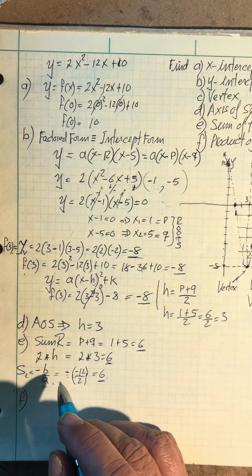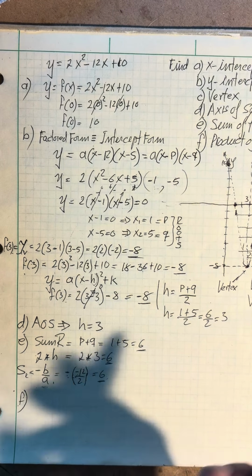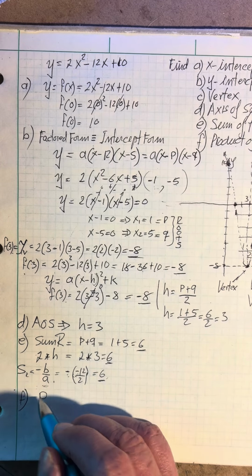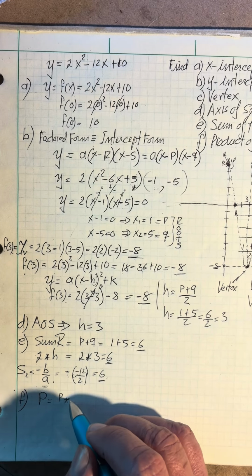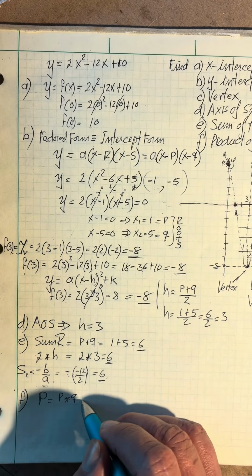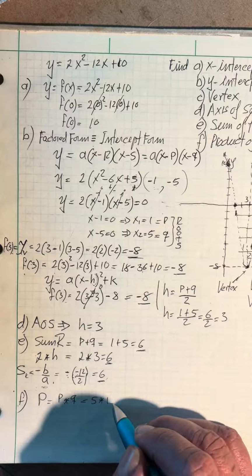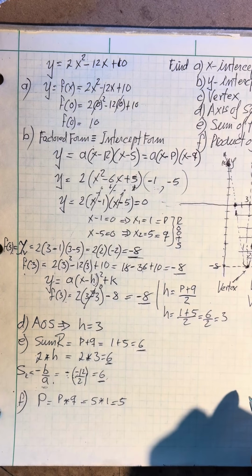The last question is, what's the product? That's very simple already, because we know that the product, big P, is equal to p times q, which is 5 times 1, which is equal to 5. That's the product.